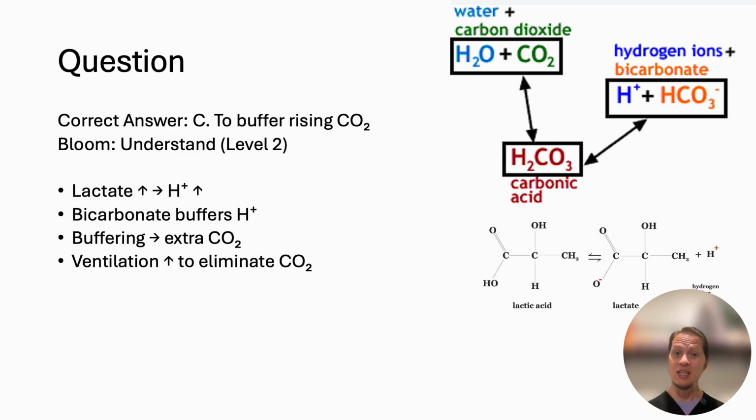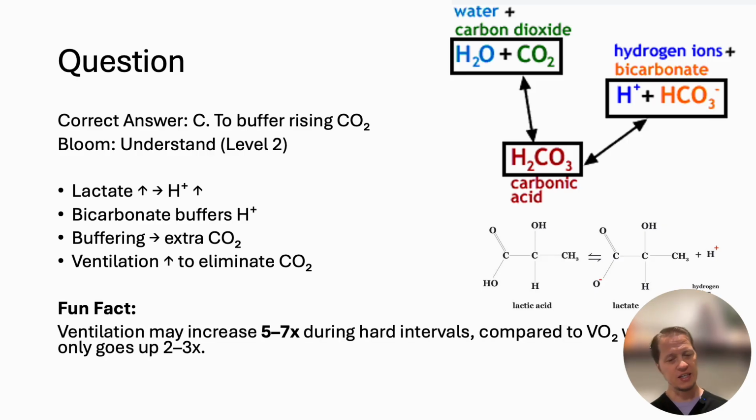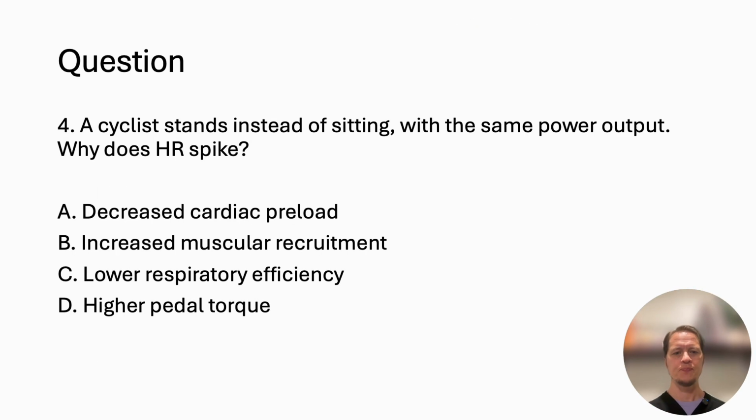And this creates the ventilatory threshold. And the fun fact here is your ventilation can go up 5 to 7 times during hard intervals compared to your VO2 itself, my face is in the way again, which only goes up 2 to 3 times.